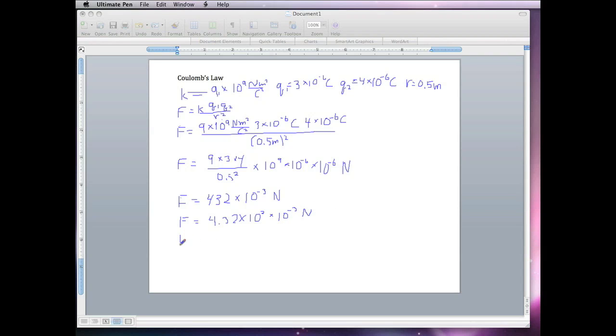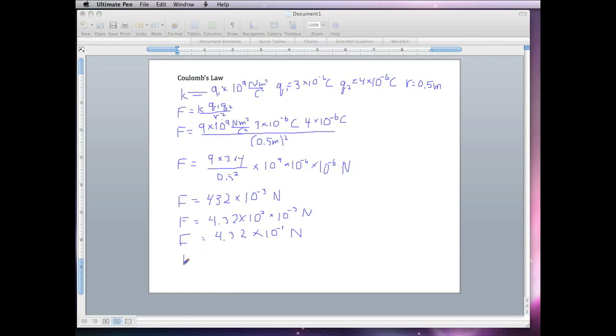Now, we can combine the powers of 10. So we'd have 4.32 times 10 to the minus 1 newtons. And it would be okay to leave the answer in that form because that's ordinary scientific notation.